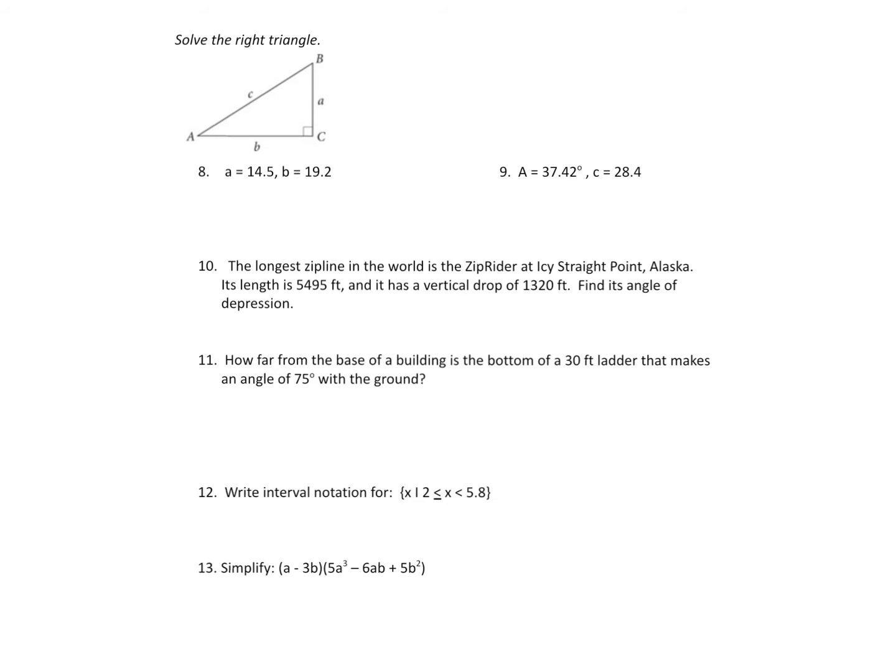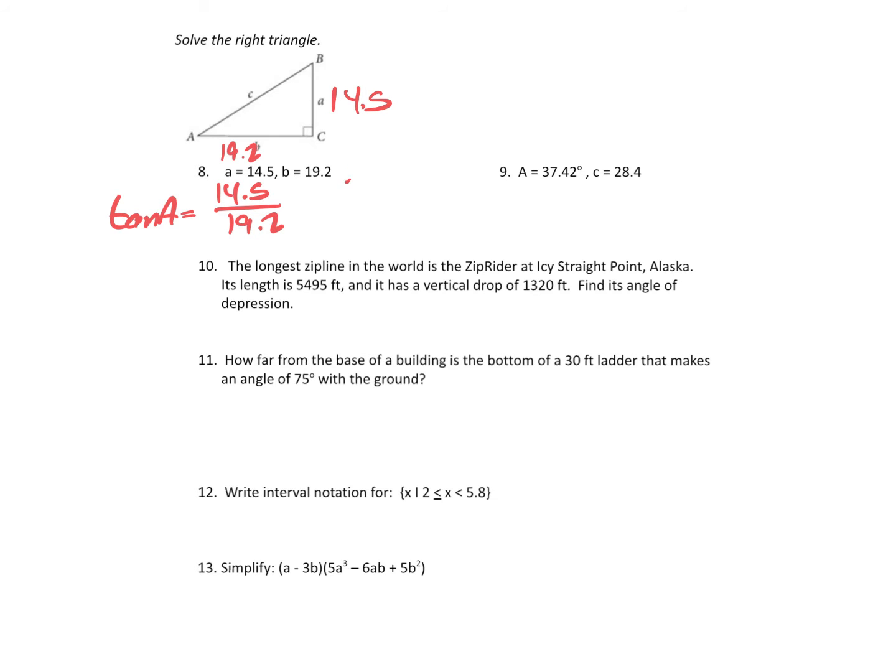All right, 8 and 9 just say solve the triangle. You've got to find everything that's missing. Here's what I know on this first one. I know little a is 14.5, little b is 19.2. And you've got to use SOHCAHTOA. This is a right triangle, so I'm going to use SOHCAHTOA to find everything. I'm going to find angle A. I'm going to do tangent of big A, because I know the opposite of A, and I know the adjacent to A is right there.